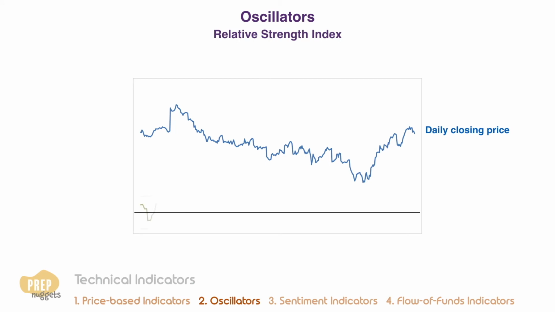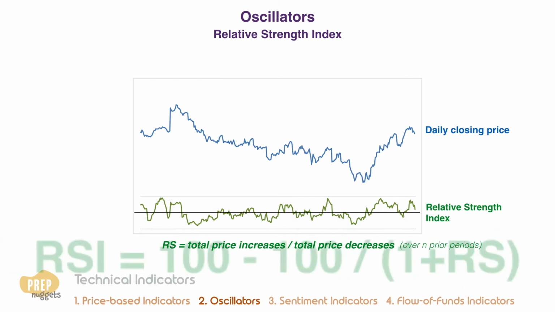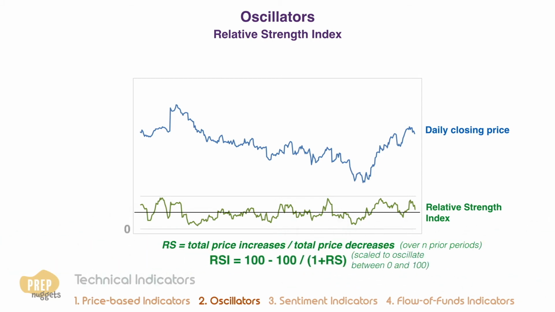The relative strength index is based on the ratio of total price increases to total price decreases over n prior periods, scaled to oscillate between 0 and 100. A high score greater than 70 indicates overbought conditions, a sell signal, while a score less than 30 indicates oversold conditions, a buy signal. Again, this is a contrarian strategy, that is to buy when the market is oversold and sell when the market is overbought.